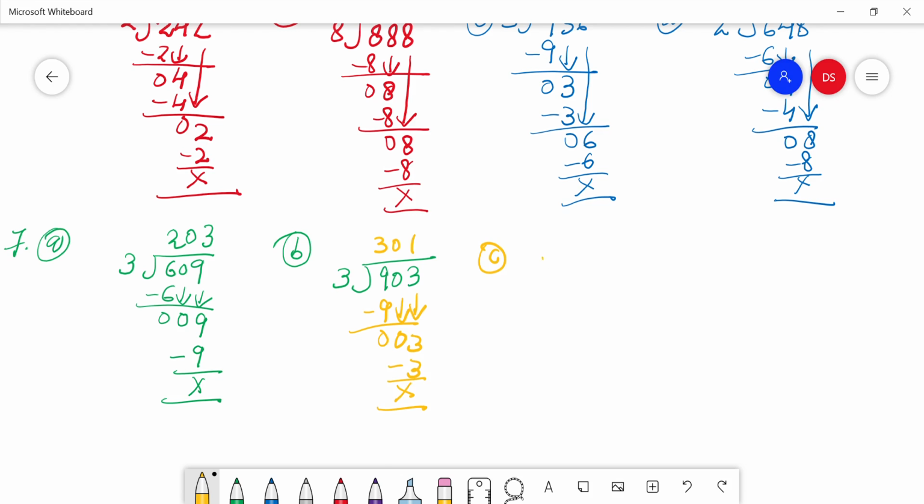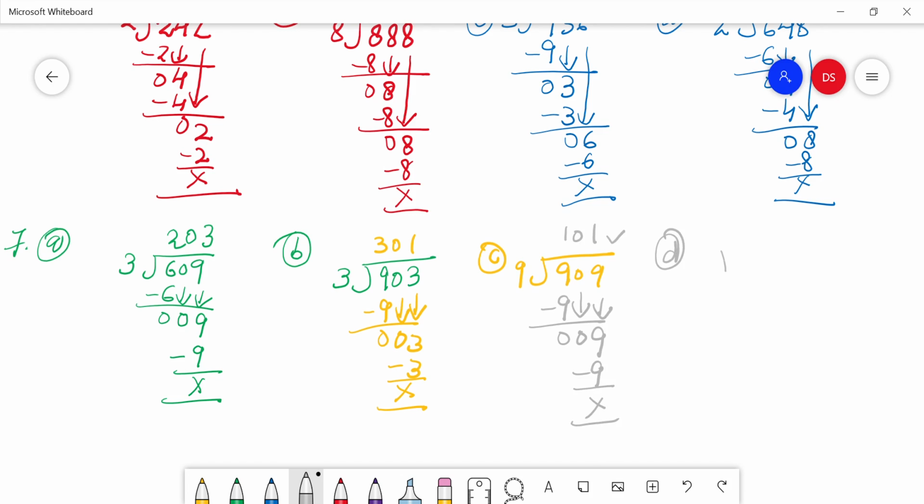Now we will do C part of it. C part is 909 divided by 9. 9 ones are 9. This is 0. Move 0 to the quotient place. 9 ones are 9. The answer is 109.